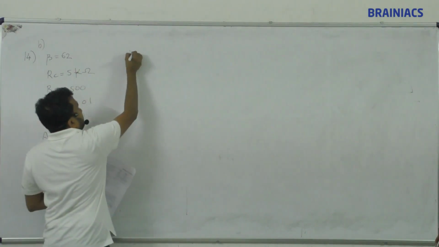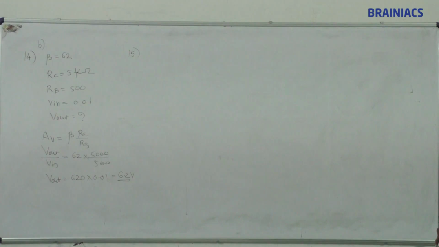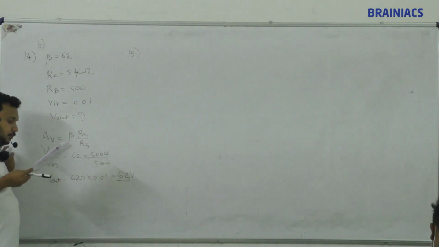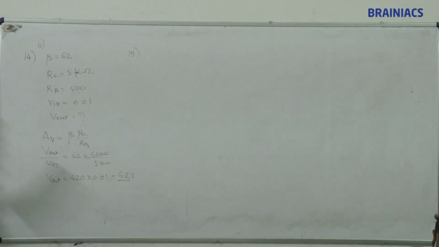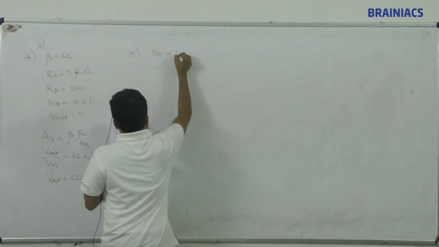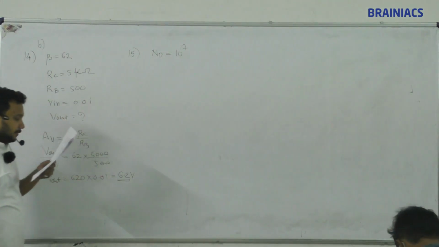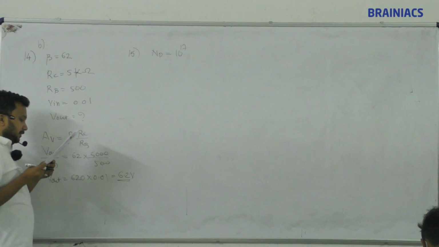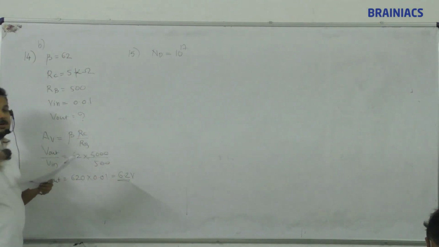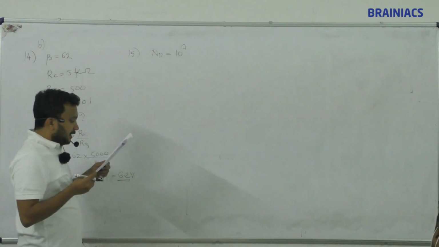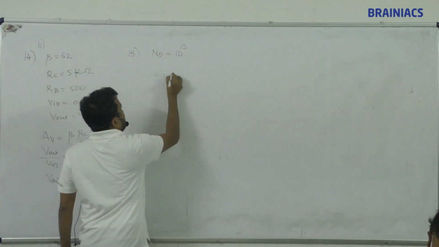15th. On doping germanium with a donor atom of density Nd equal to 10 power 17 per meter cube, what is its conductivity? Germanium with a donor density, so it is what type of semiconductor? Donor means N type semiconductor, and they are asking about conductivity sigma.